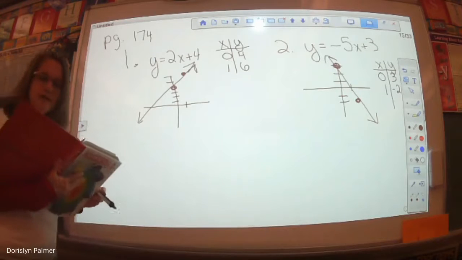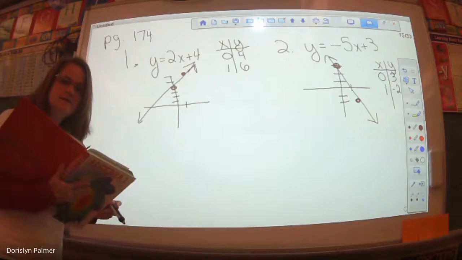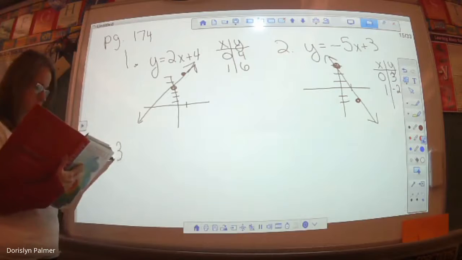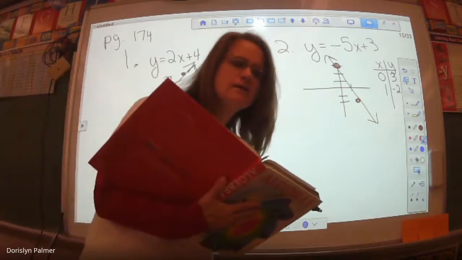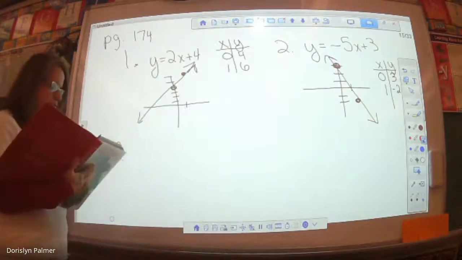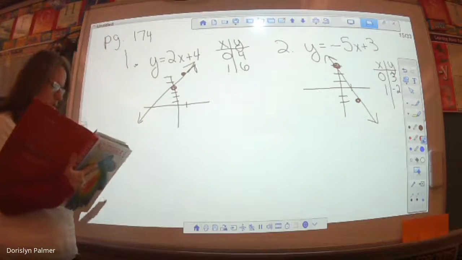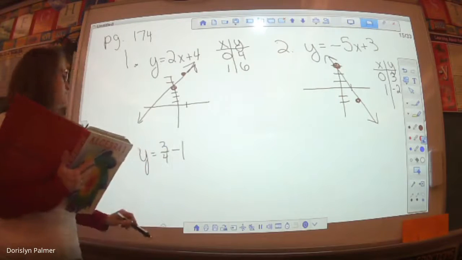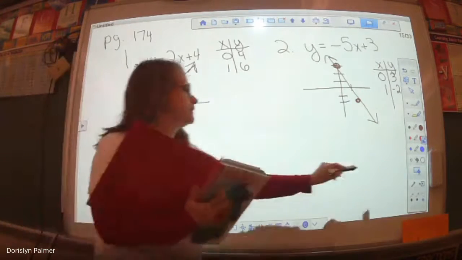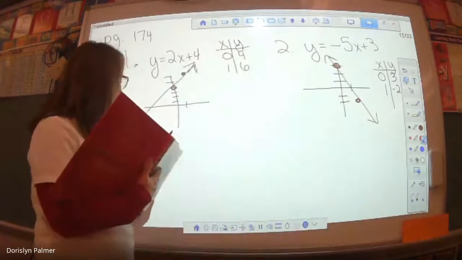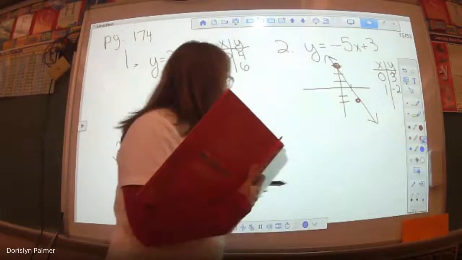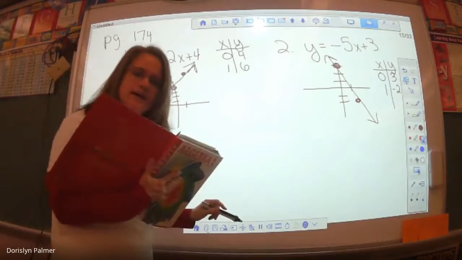Number 3, Nathan, what did you write? Did I lose Karen again? I did. Okay. Nathan, number 3. I said y equals 3/4 x minus 1. Excellent. 3/4 x minus 1. Ooh, I forgot my x. Okay. Y equals 3/4 x minus 1. Hey, Karen, you're back.